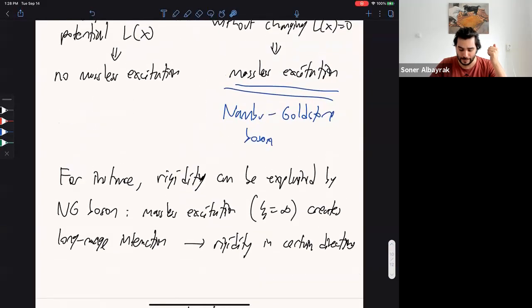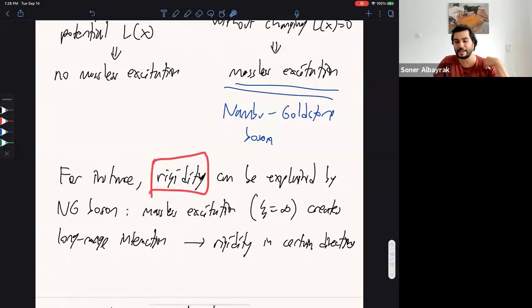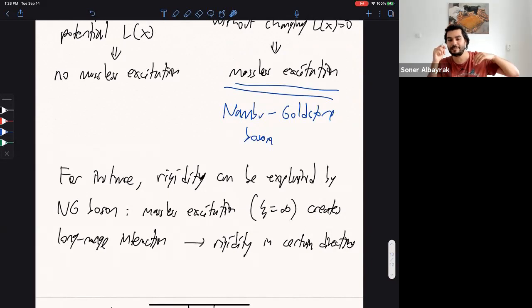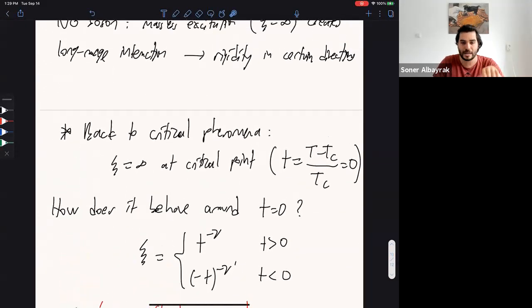Also, this massless excitation concept is important in the explanation of rigidity. Take a solid, for example, and try to compress it. You cannot, right? But you can compress gas. You can just compress air, but you cannot compress solids. This is because in solids, we have massless excitations. In gas, we don't. So we get from the gas to the solid phase by breaking the symmetry, actually. Which is why rigidity can be explained by Nambu-Goldstone bosons as well. Okay. Now, are there any questions so far?